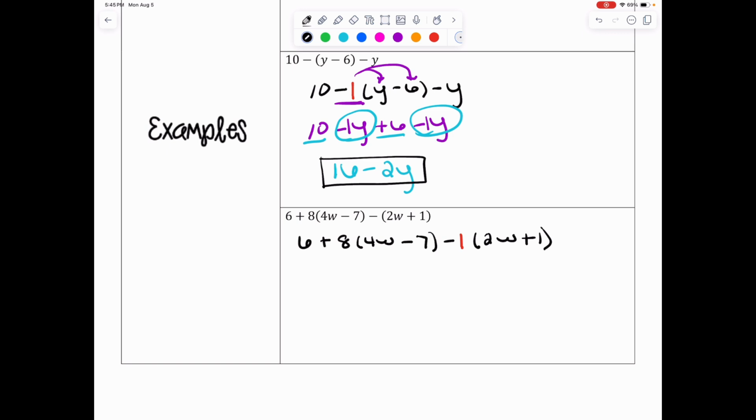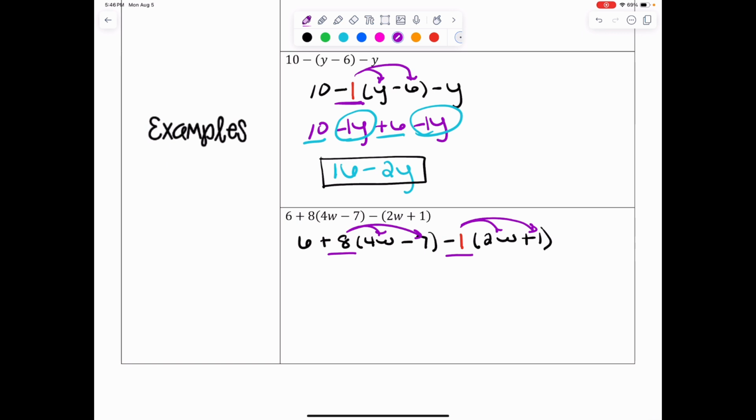So now I can go ahead and take care of all my distributive properties. Once again, distributive property has to happen first because it's multiplication. So I should not be doing 6 plus 8 makes 14. That would be incorrect. I should be taking the 8 and multiplying it through to 4w minus 7. And I should be taking the -1 and multiplying it through to 2w plus 1. And notice how I take the signs with the number.